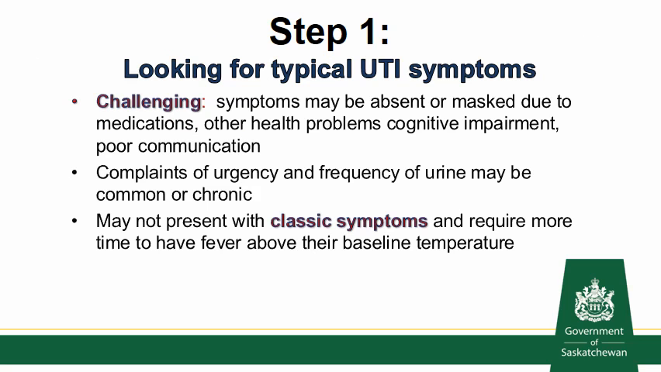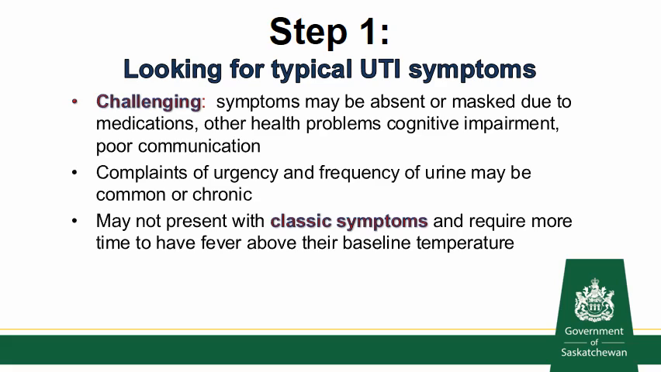What can we do to identify when a real urinary tract infection is present? Look for typical signs and symptoms. We know this can be challenging because symptoms may be masked by medications they are on, other health problems, memory impairment, or difficulty with communication. Also, the resident may have chronic urinary problems like incontinence or frequency, so it may be difficult to tell if there is a real change.